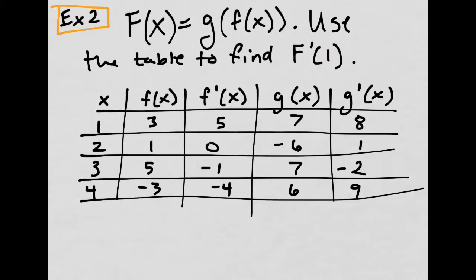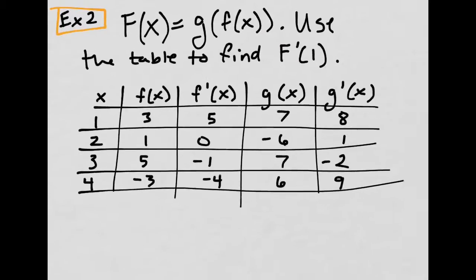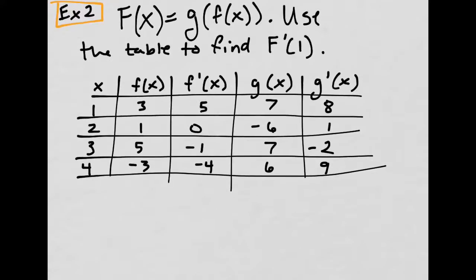Alright, let's look at these. Capital F of x equals g of f of x. Use the table to find capital F prime of 1. Well, look at that. With capital F prime, sorry. Well, we've got to use the chain rule. So, first I'm going to figure out, in a different color, F prime of x. I've got to figure out what that is. That's using the chain rule.